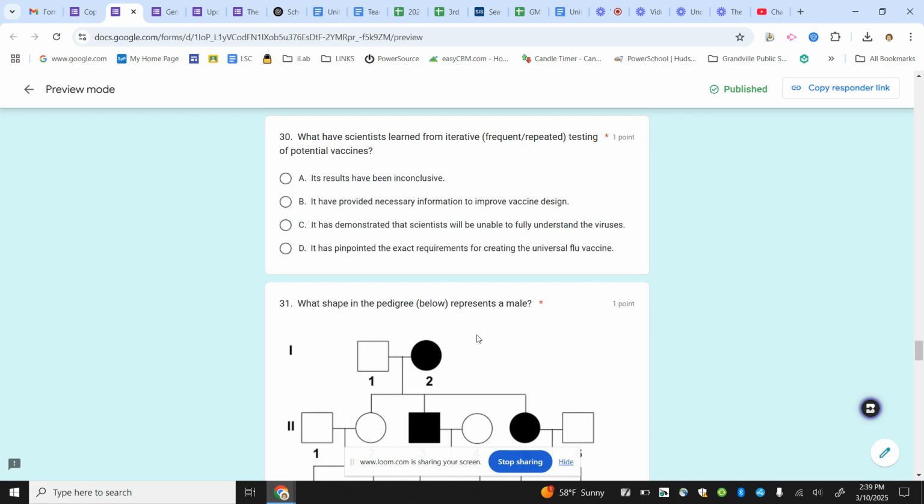Number 30, what have scientists learned from iterative, repeated, or frequent testing of potential vaccines? A, its results have been inconclusive. B, it has provided necessary information to improve vaccine design. C, it has demonstrated that scientists will be unable to fully understand the viruses. Or D, it has pinpointed the exact requirements for creating the universal flu vaccine.